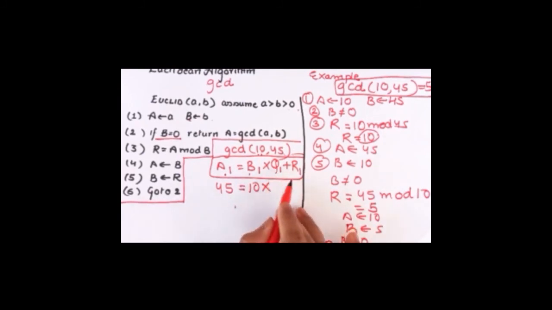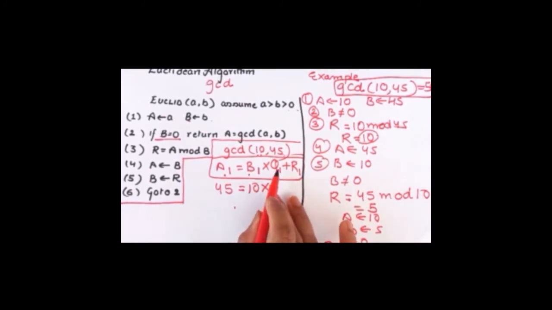After this, I do not know what Q is, and I do not know what R is. Now, you'll be finding out what Q is and what R is. How will you be doing that? Please see. Now, what will be multiplied to 10?